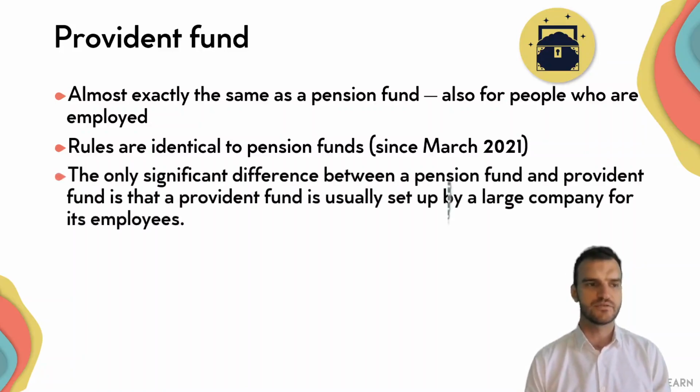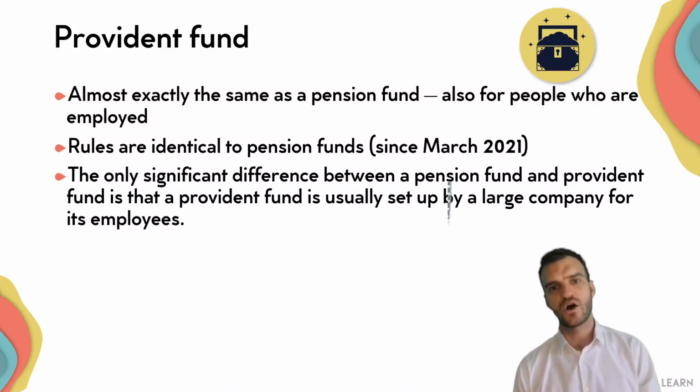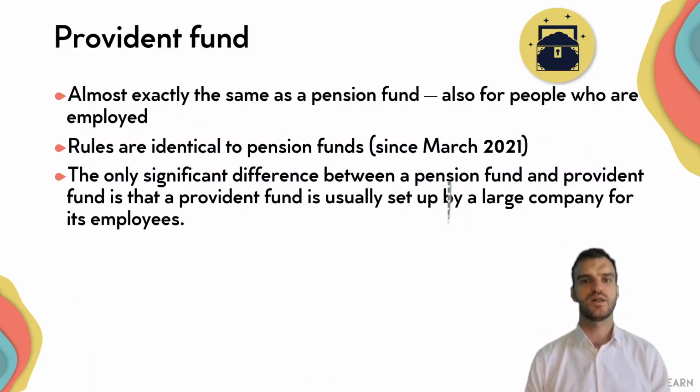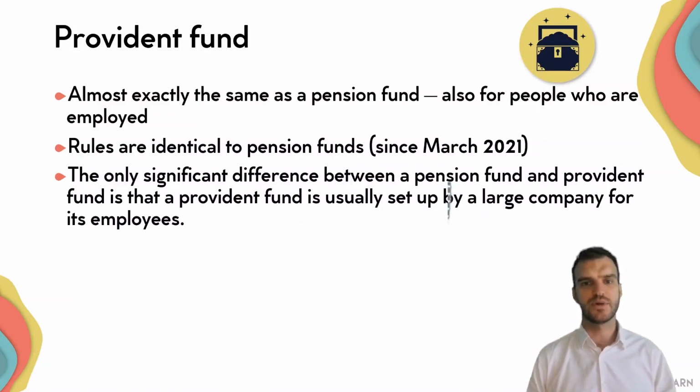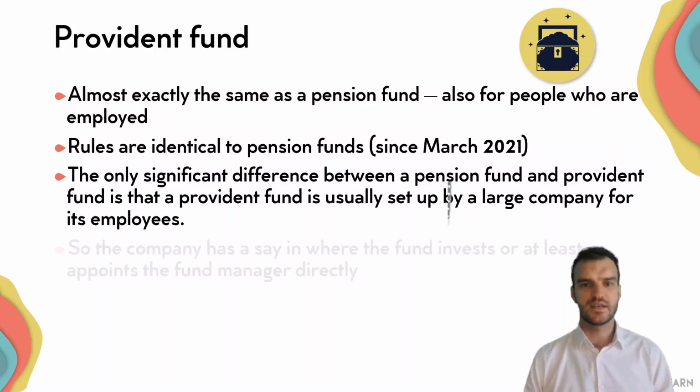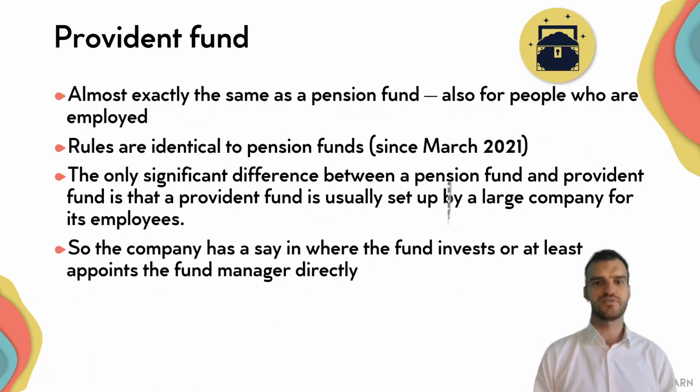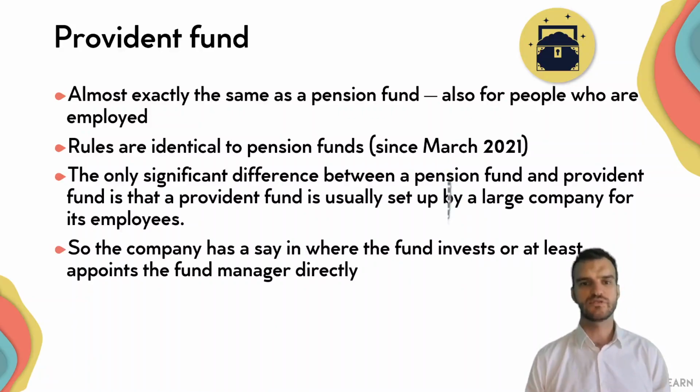The only big difference is that a pension fund is a larger institution that offers services to various employers, while a provident fund is often set up by a single company or maybe a few companies, and they are set up for their employees. That gives those companies who've set up the provident fund more say as to which investment decisions the fund manager makes, or they appoint the fund manager themselves. So that's the major difference between a pension fund and a provident fund, but from a tax perspective, they are taxed almost the same.